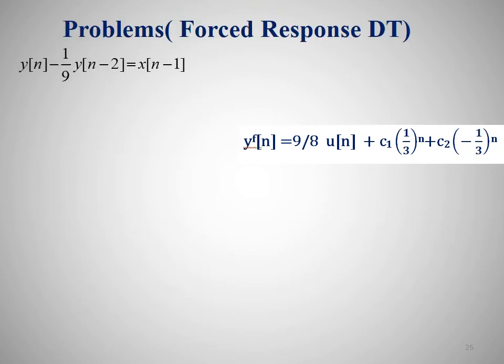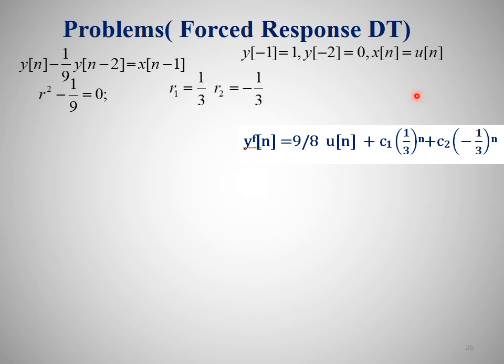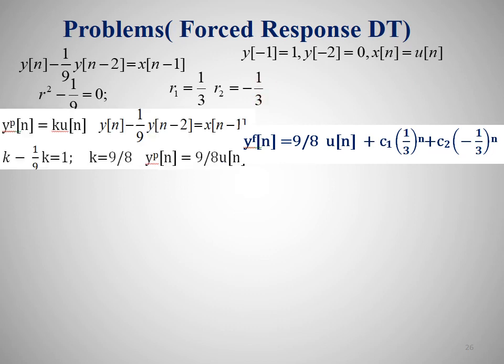Next, let us go on to one more problem on forced response. The problem given is y of n minus 1 by 9 y of n minus 2 is equal to x of n minus 1. The initial conditions given are y of minus 1 is equal to 1, y of minus 2 is equal to 0, and x of n is equal to u of n. So r squared minus 1 by 9 is equal to 0.